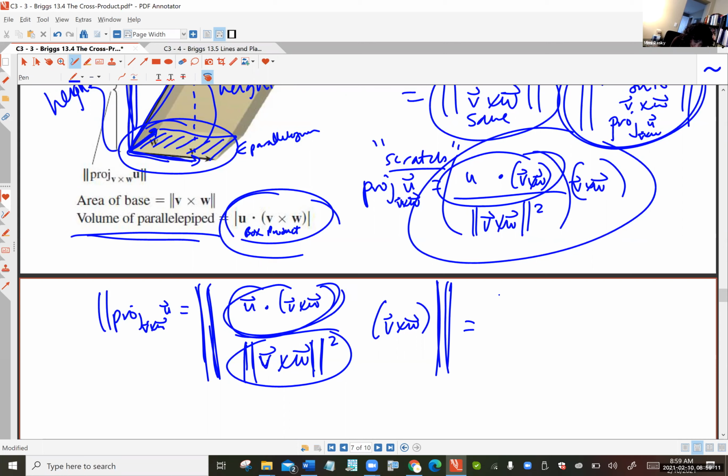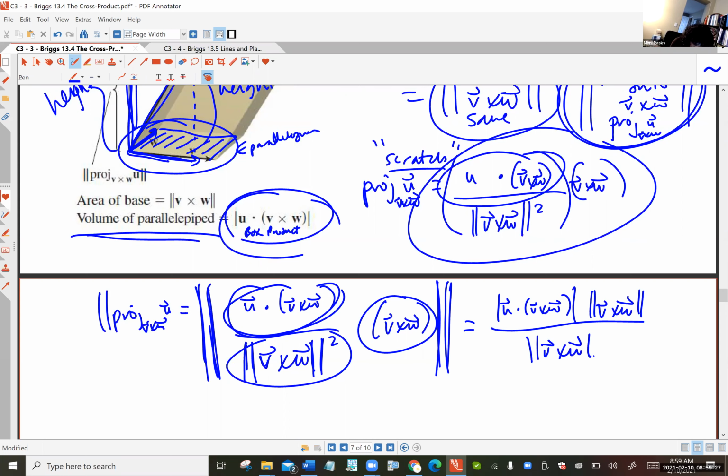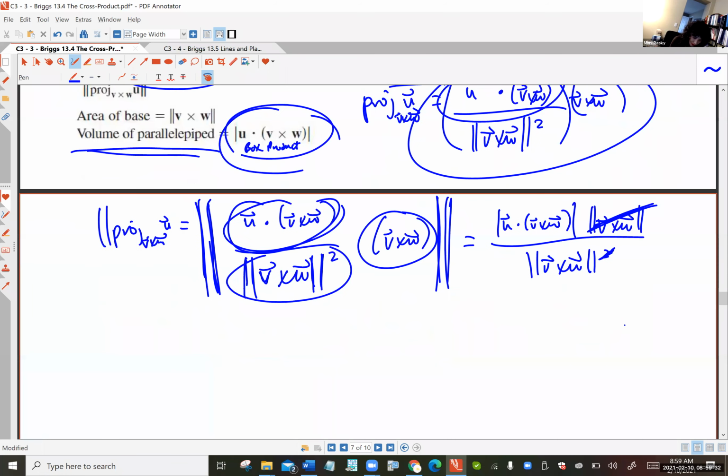Okay, so then what do we get? Well, we get the absolute value of the pure number, which is a dot product. And sometimes dot products can be negative, so we want to make sure we get a positive here because it's a magnitude. And then this just turns into the magnitude of that vector. And the denominator is still the magnitude of V cross W squared. So you see that I can reduce this to lowest terms? And so after reducing, this is the height of the parallelepiped.